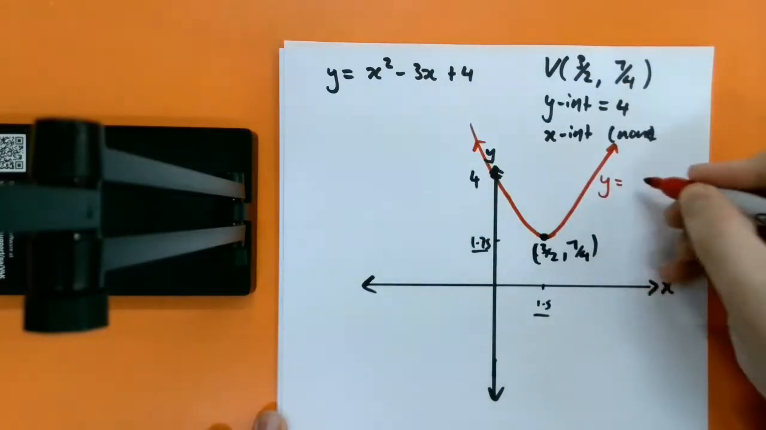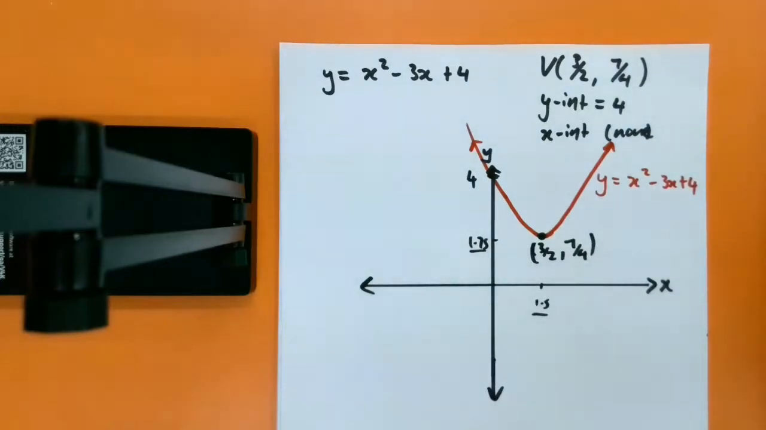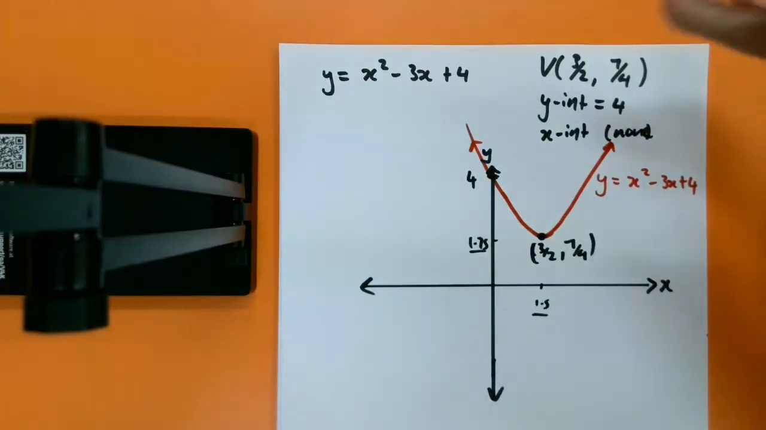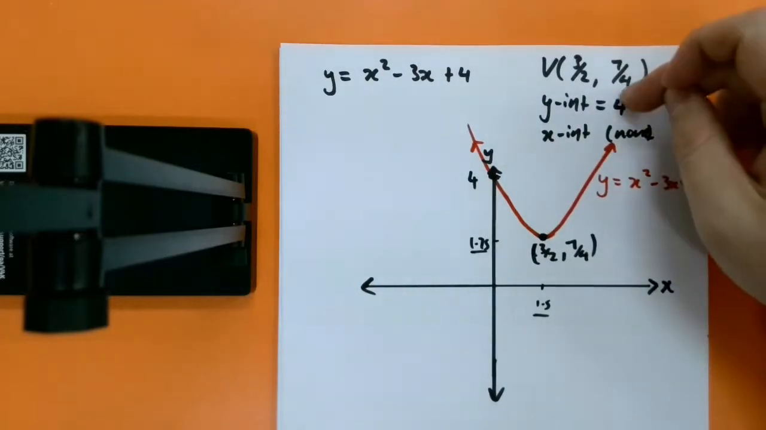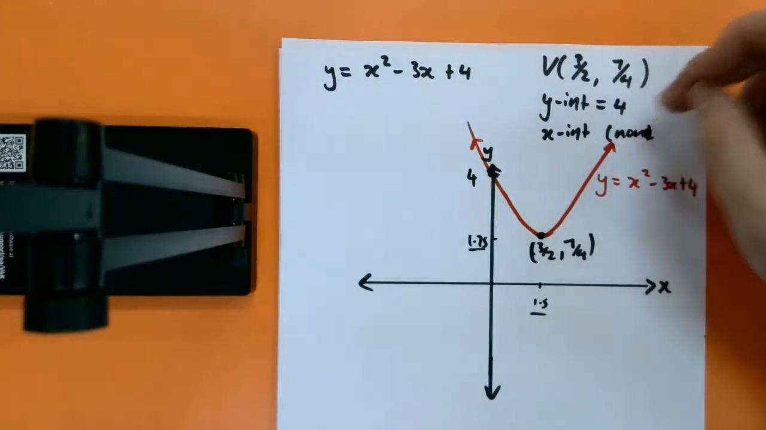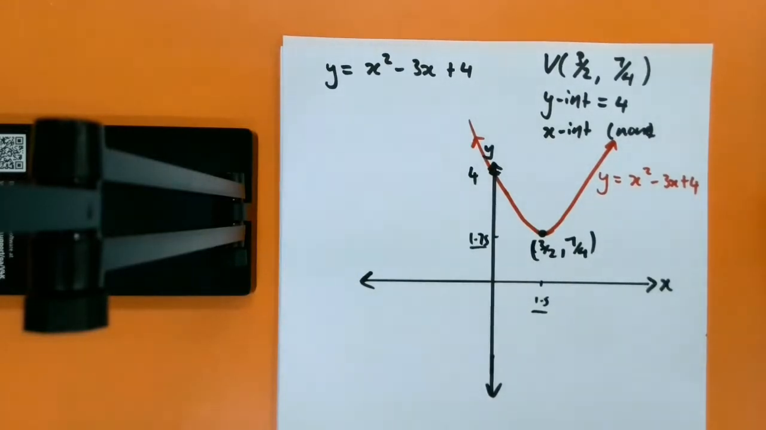So that is y equals x squared minus 3x plus 4. All we found was the coordinates of the vertex by completing the square, the y-intercept and the x-intercept. There is another way to find the coordinates of the vertex, and it comes from completing the square, and I'll show you more on this a little bit later on. It won't be today. So, let's get stuck into it.